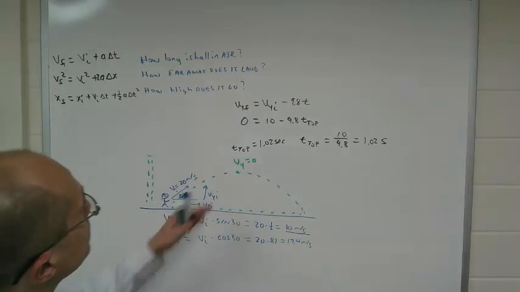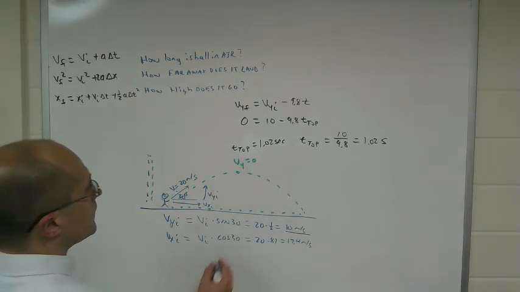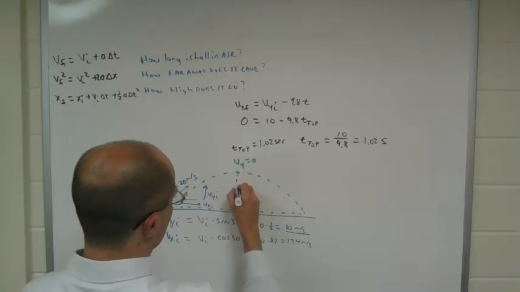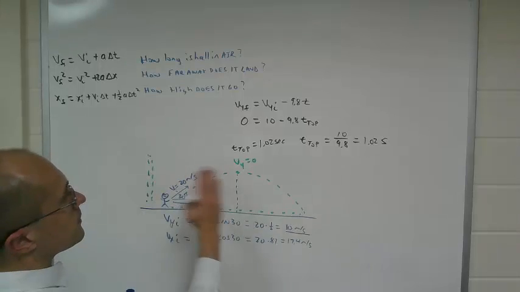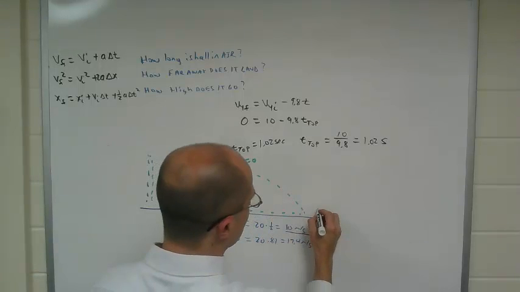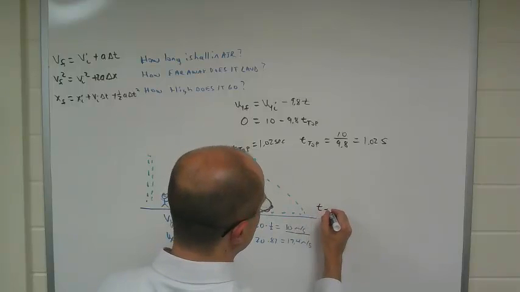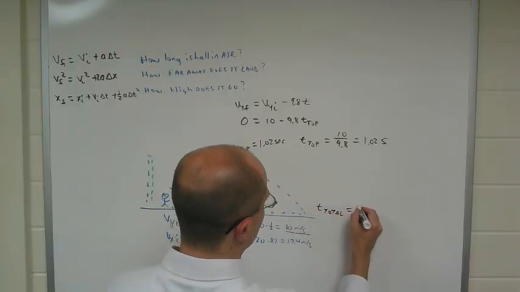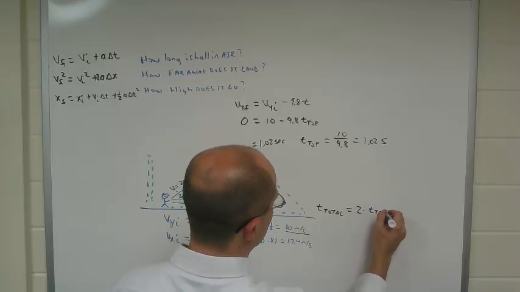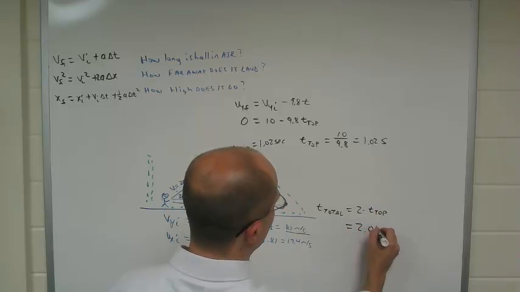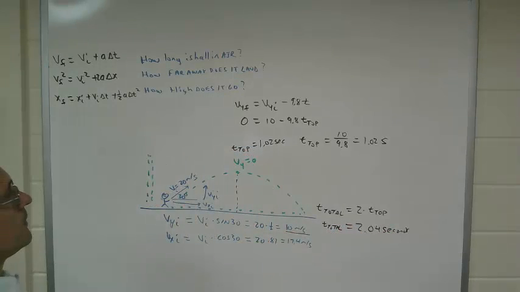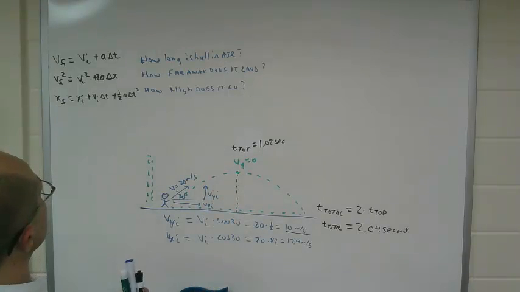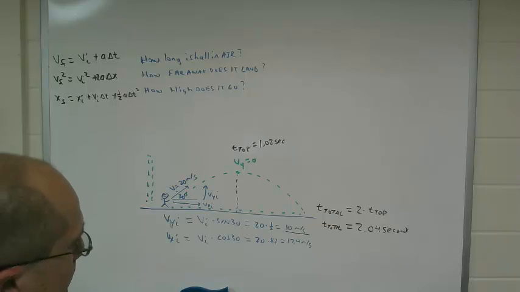All right, once we know our time to the top, we can do one of two things. We said that this was a parabola, so parabolas are mirror images on both sides. So that would tell us our t total is equal to 2 times t to the top. So our total time should be 2.04 seconds. And we're going to check that with some other methods, but we'll use that for right now. So once we know our t to the top, what can we do? We can use our position equation to figure out how high up it goes.